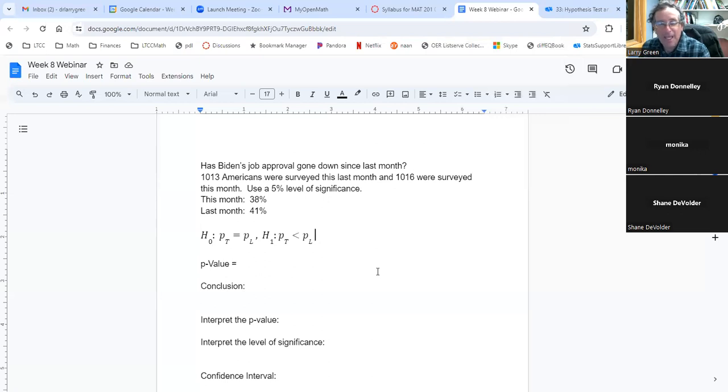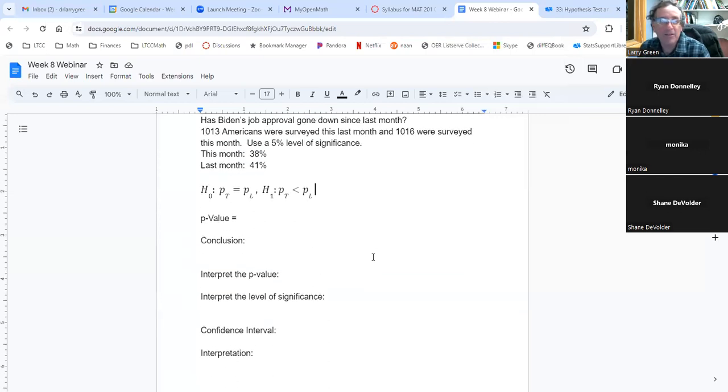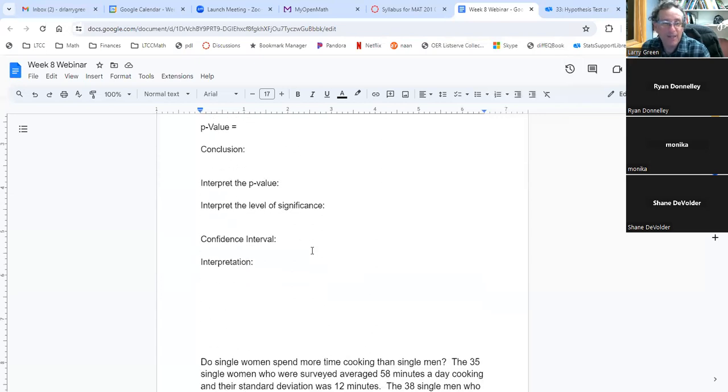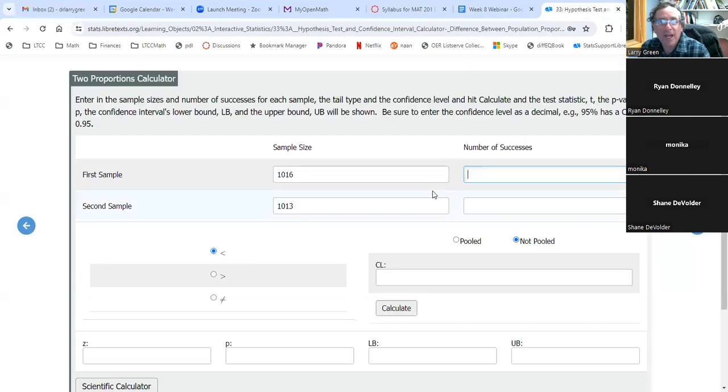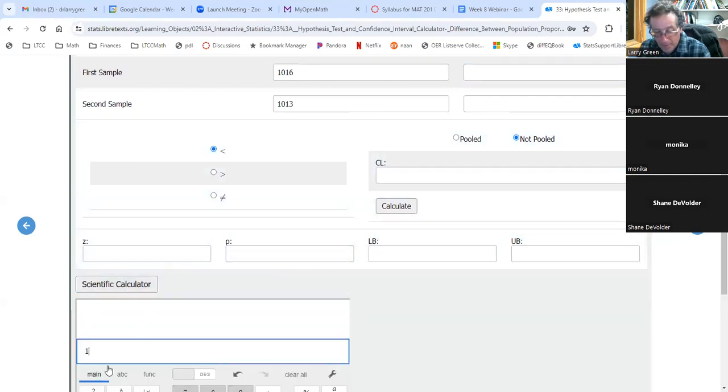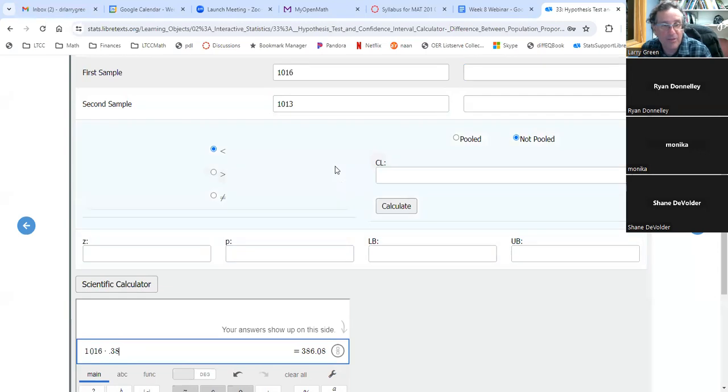Yeah, I need to multiply n times p, and that'll give me my x. So n, again, was 1016, p was 0.38. So now I'm going to go to my calculator, 1016 times 0.38, and you get 386.08. And since this is how many people said yes, it's 386.